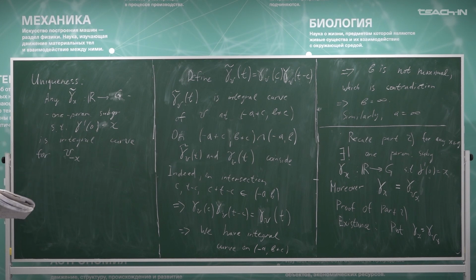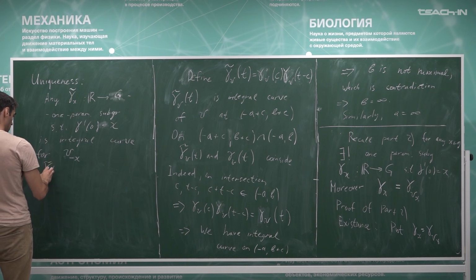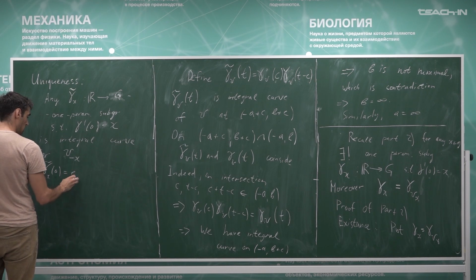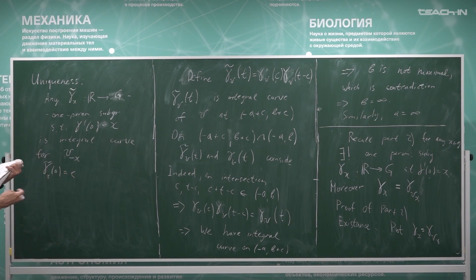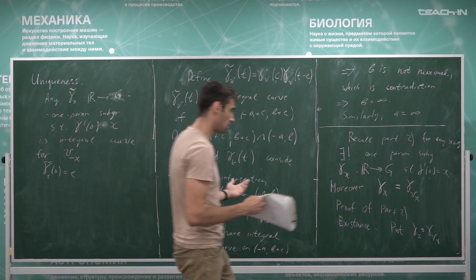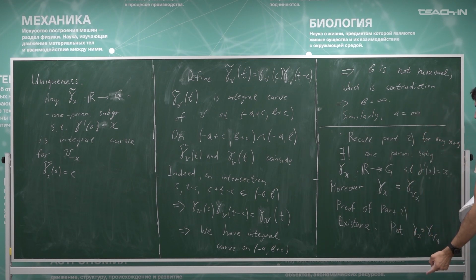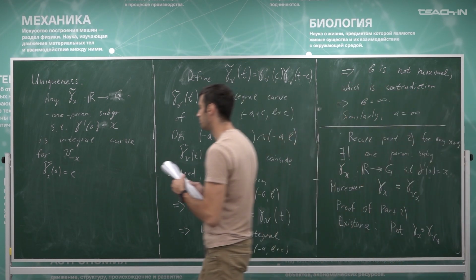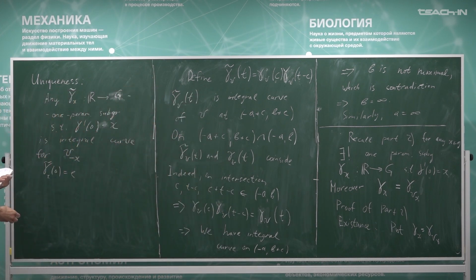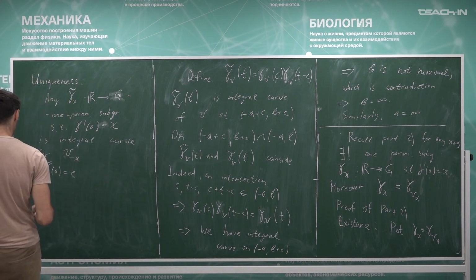So you take any other one-parametric subgroup with these properties. Then first of all, gamma tilde x at 0 is e, just because it's a Lie group homomorphism, so 0 should go to e. So this value is fixed, and it's an integral curve. So therefore, it should coincide with the one that we found when we proved existence, right? But why is any one-parametric subgroup an integral curve for this? Okay, so this is just some check.